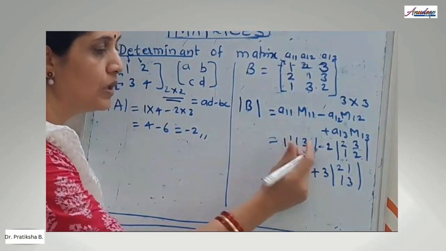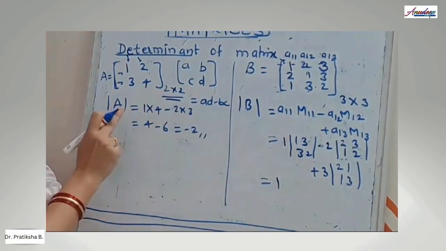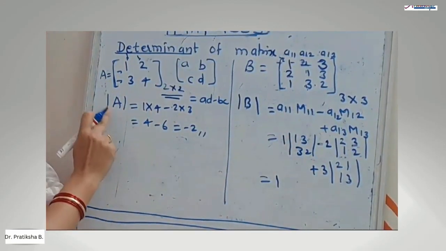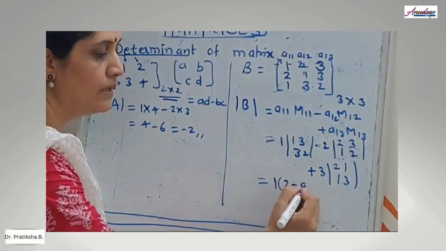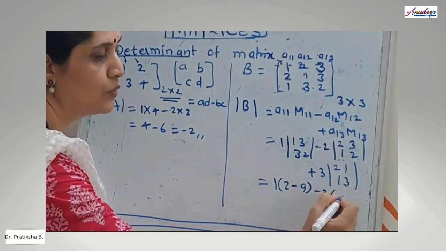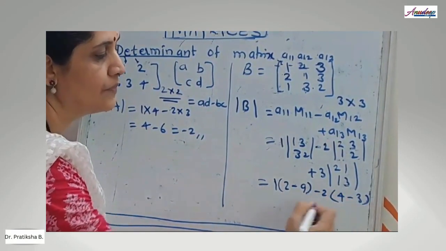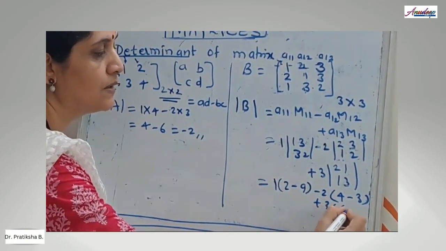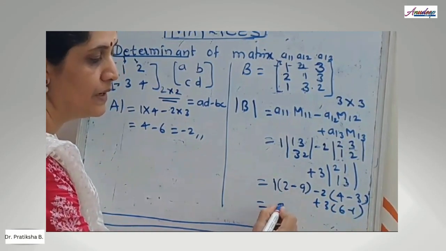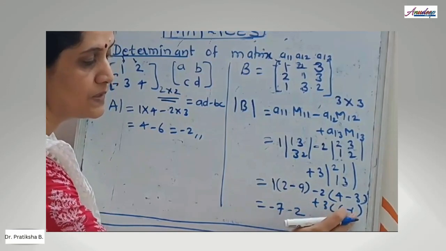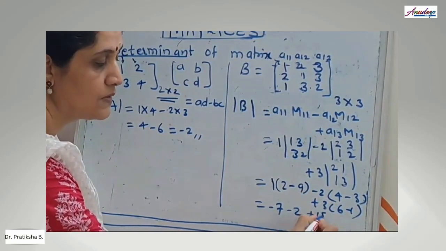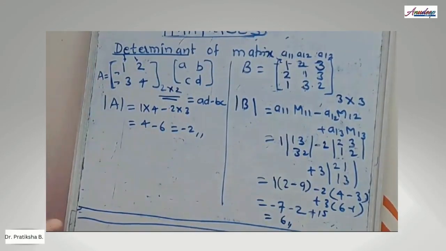It is 1 into, now again it is a 2 by 2 determinant. We know how to solve a 2 by 2 determinant, right? So here it will be AD minus BC, that is 1 into 2, that is 2, minus 9, that is minus 7, minus 2 into 4 minus 3, plus 3 into 6 minus 1. So here it will be minus 7, minus 2 into plus 1, that is minus 2, 6 minus 1, that is plus 5 into 3, that is 15, plus 6. So that is the answer.